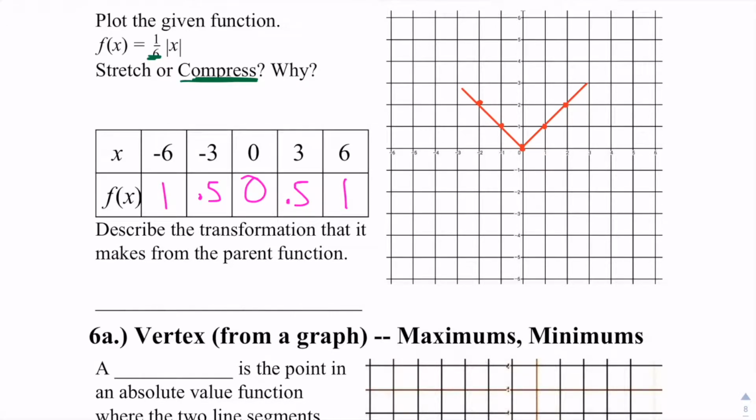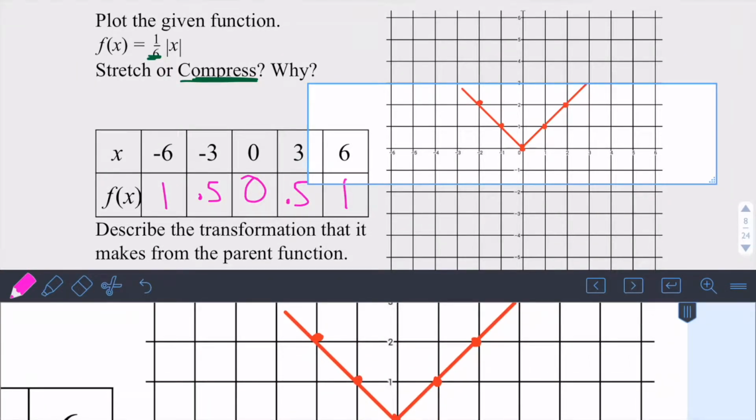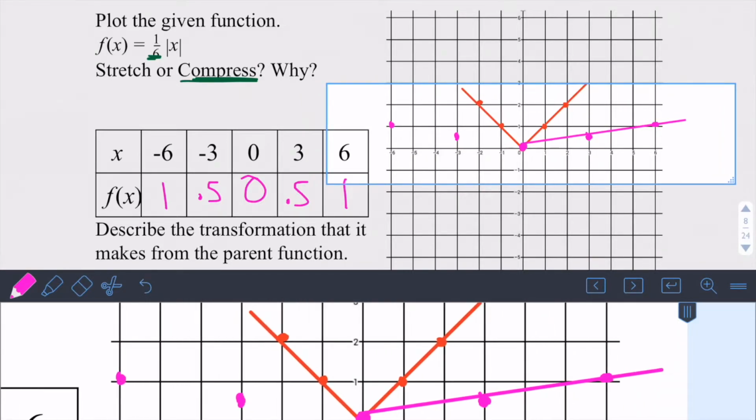And if we come over here and plot our points, 0, 0 stays the same. And then at 3, we go up to 1/2, which is about right there. And at 6, we go up to 1. And then if we go the other way, at negative 3, we go up again to about 1/2. And at negative 6, we go up to 1. And if we draw our line, that's that side of the function, and that's that side of the function.